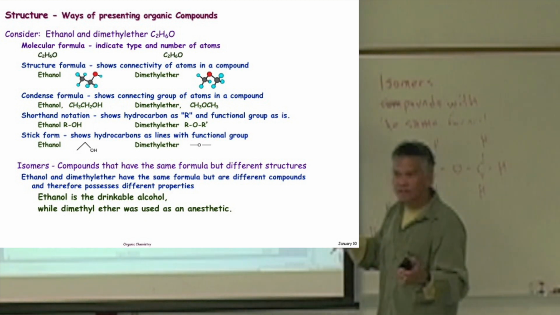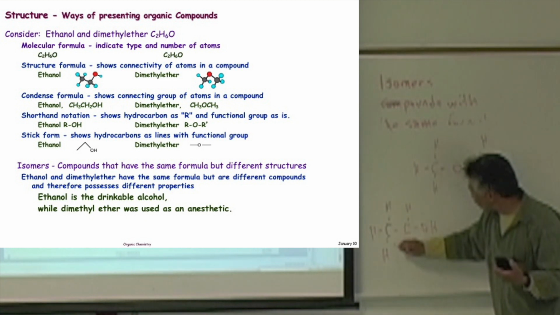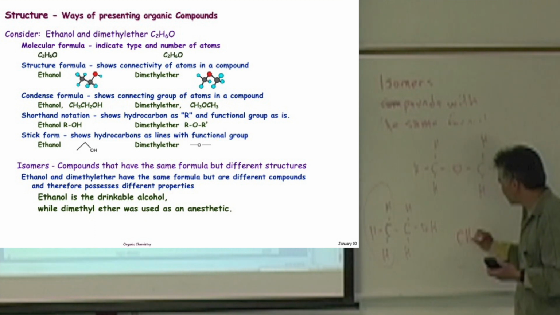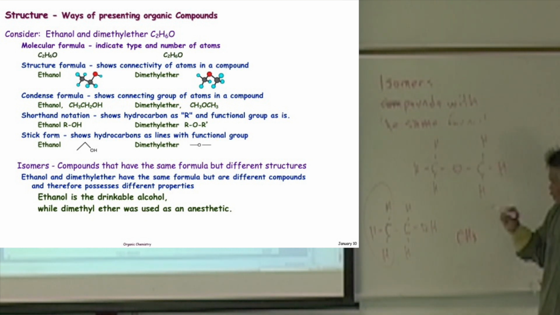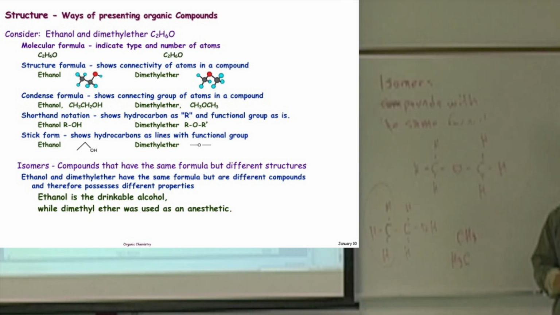The condensed formula is nothing more than a string of characters in one line. You see this part of the chain right here? Well, I can represent that by CH3. Or I could represent that as H3C. It's the same in organic chemistry lingo. It doesn't matter what order you put it in, you know that carbon has 4 bonds. And then this part right here, that's a CH2. And then finally the OH is special, you write OH.